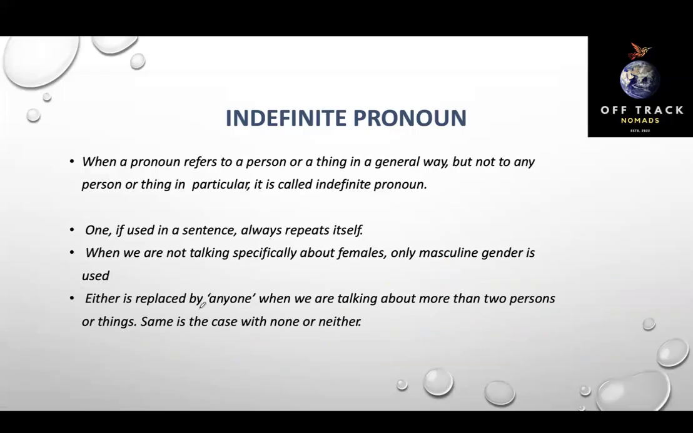We have either is replaced by anyone when we are talking about more than two persons or things. Same is the case with none or neither. So either or neither should only be used when we are referring to two people. Okay? When we are referring to two people or two things. For more than two, use anyone or none. This we did earlier also, right? If there are only two people, use either or neither. If there are more than two people, always use anyone or none.